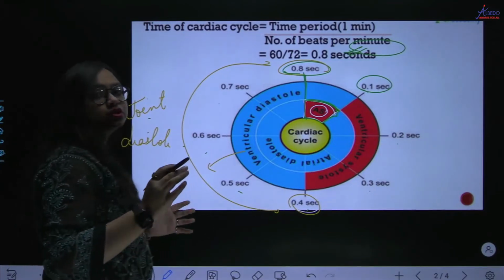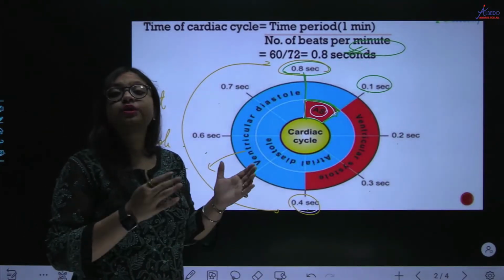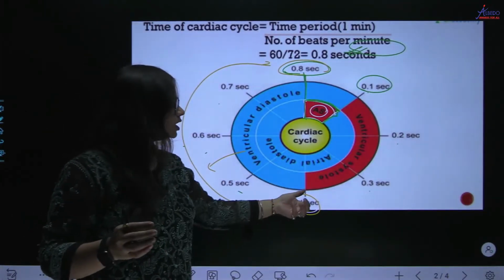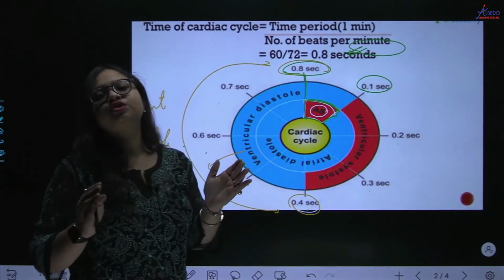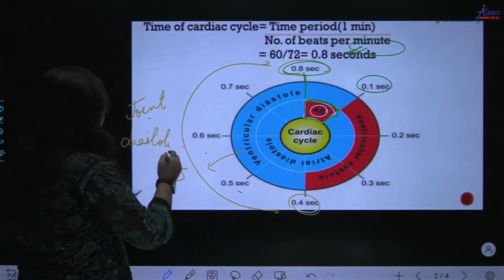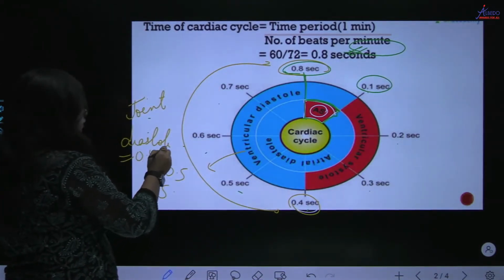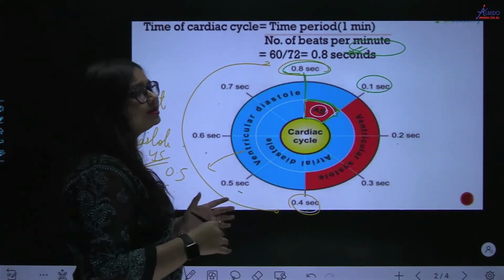And I hope there is no problem in this. If someone asks you the duration of joint diastole, joint diastole is from 0.4 to 0.8 seconds. So the duration of joint diastole is 0.4 second. And these are some potential MCQs. I hope you understood all the time divisions of this.